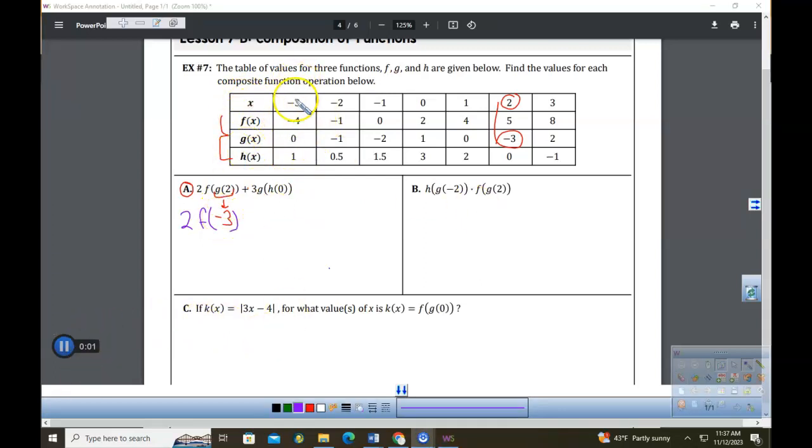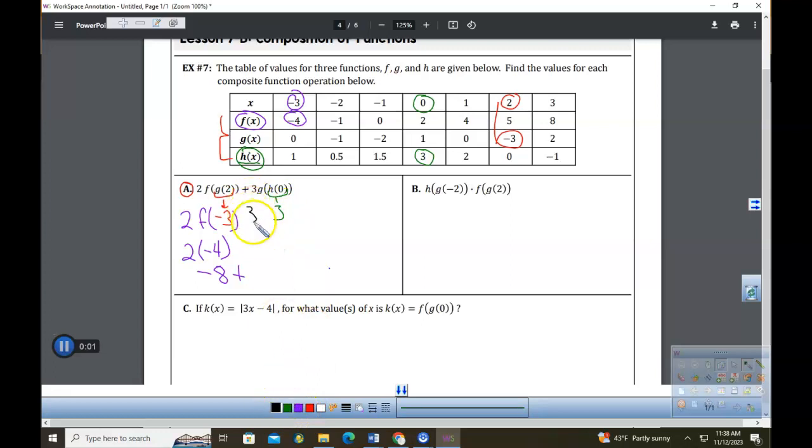So I'm going to plug in negative 3 for f, and I get negative 4. So I get 2 times negative 4, which is negative 8. Plus, now I go over here, what's my h of 0? So I look at my h of 0, plugging in x. H of 0 is 3.